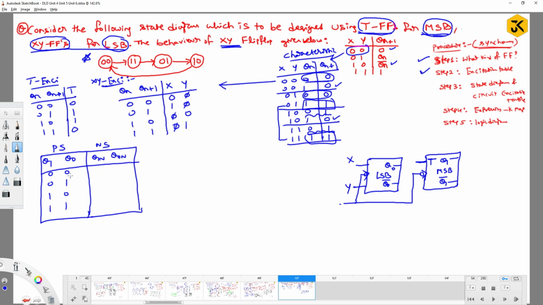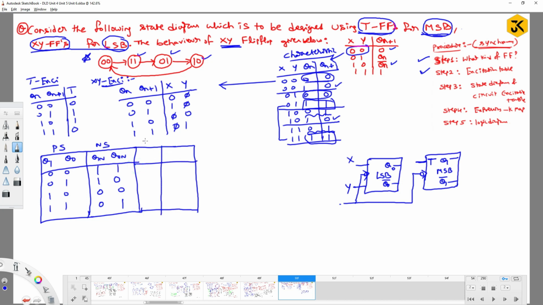So if I have 0 0, how is it behaving? It is moving to 1 1. If I have 0 1, how is it moving? It is going to 1 0. If it has 1 0, it is going to 0 0. If it has 1 1, it is moving to 0 1. So for this you have to extend with the excitation tables.